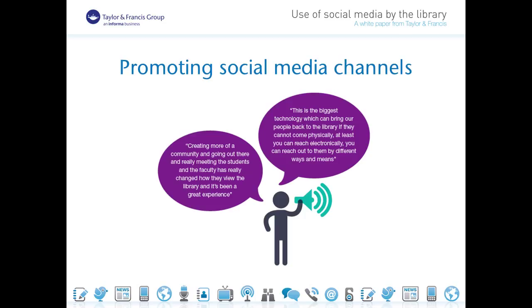Moving on, slightly away from how libraries are applying social media channels and looking more at promoting the channels themselves. In our focus groups and our individual interviews, we explored how librarians are promoting the channels they've set up in order to increase their audience base and increase engagement. And these quotes on the screen here represent some of the feedback that we received as a result of that.